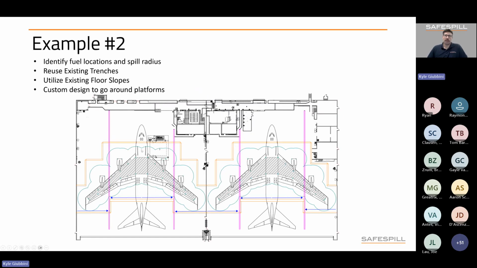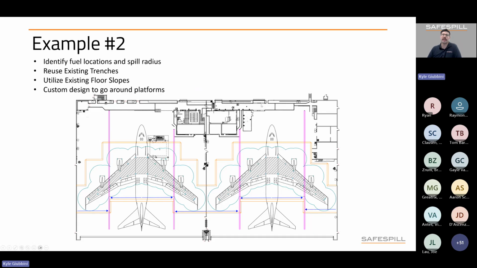So the first step in this was identifying fuel tank locations, ensuring that we have those spill radiuses accounted for. And you can see this orange line represents the footprint of the flooring system around the aircraft. We've got slopes going back into our trenches on either side. So we intend to reuse the existing slopes and trenches for the hangar. You can see this orange line, it's actually a rectangle. Those are ramps because this is a retrofit application. So there is some additional standoff for those ramps.